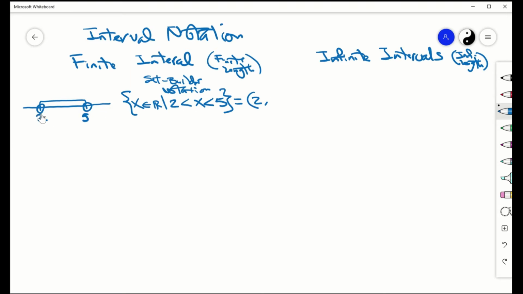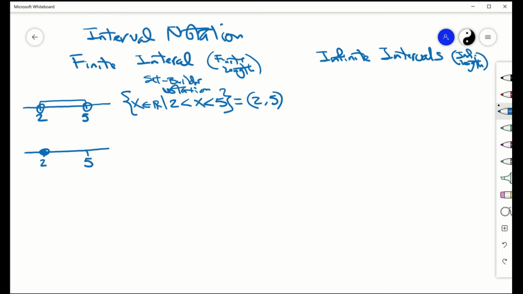So it starts at 2, ends at 5, and 2 and 5 are not included. So we put 2 comma 5 and we put parentheses on both ends because neither endpoint is included. So we say open interval 2, 5, right? So what if we wanted to look at the numbers between 2 and 5?